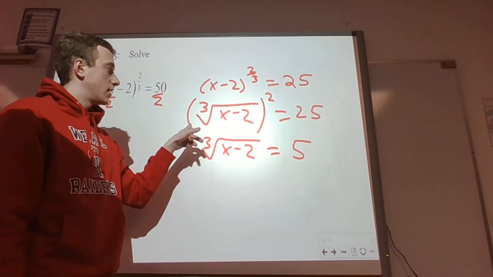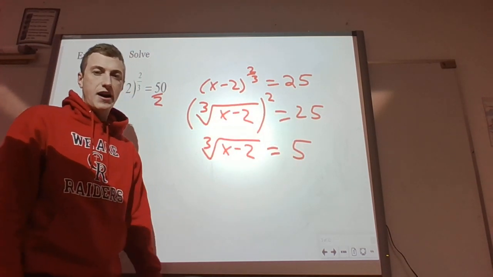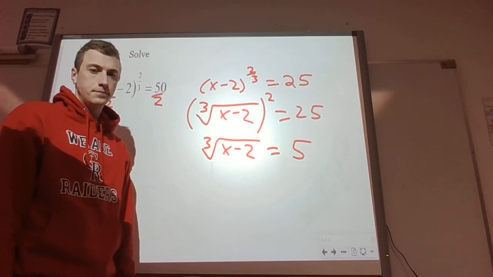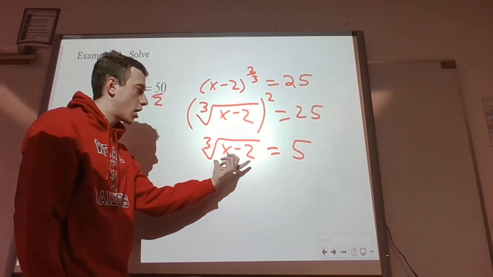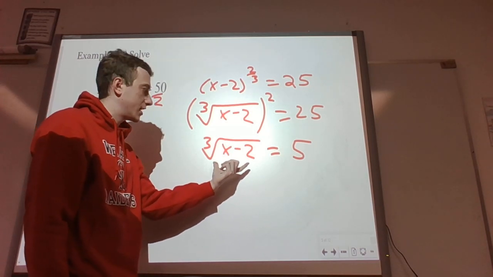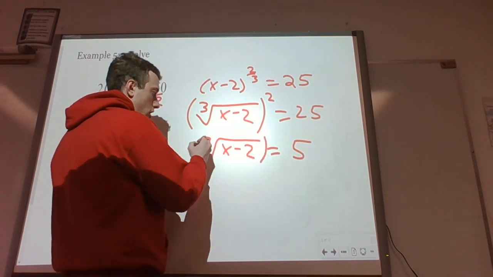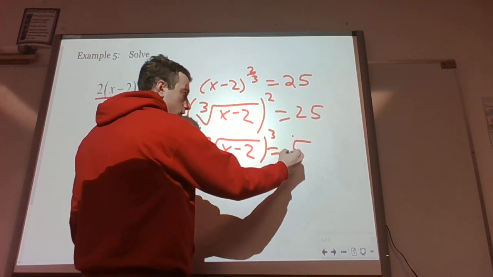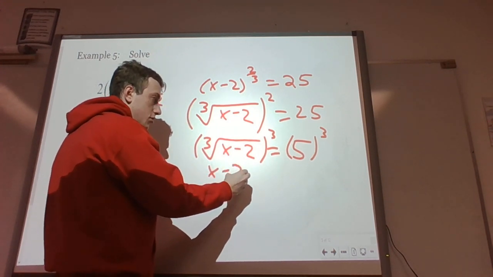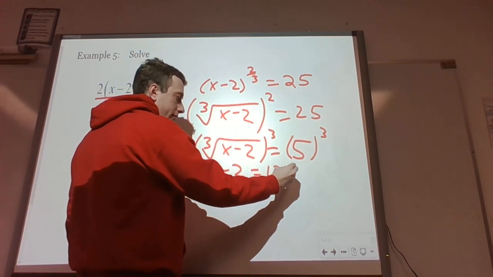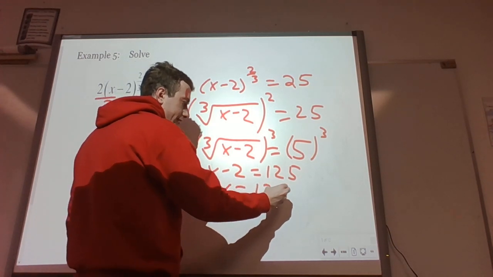Right, if something squared equals 25, the thing itself must equal 5. And now we've reached our target, to get the cube root portion isolated. So we can simply cube both of these things, get x minus 2 equals 125, which means x must equal 127.